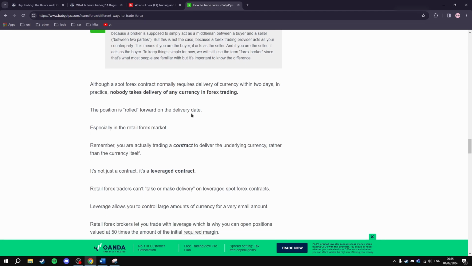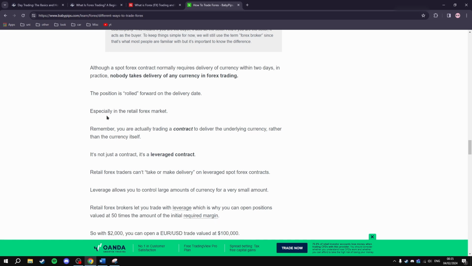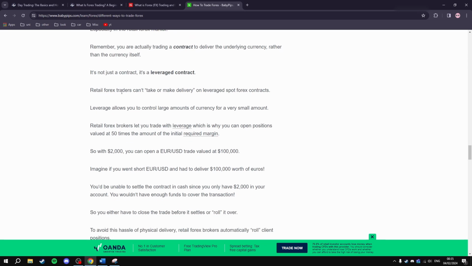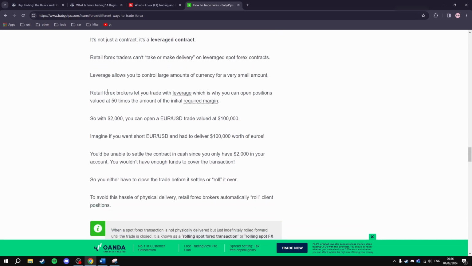Although a spot Forex contract normally requires delivery of currency within 2 days, in practice nobody takes delivery of any currencies in Forex trading. The position is rolled forwards on the delivery date, especially in the retail Forex markets. Remember, you are actually trading a contract to deliver the underlying currency rather than the currency itself. It's not just a contract, it's a leveraged contract. Retail Forex traders can't take or make delivery on leveraged spot Forex contracts.